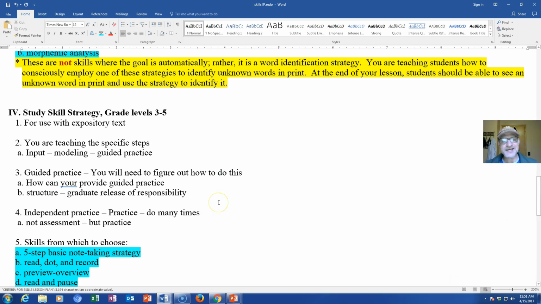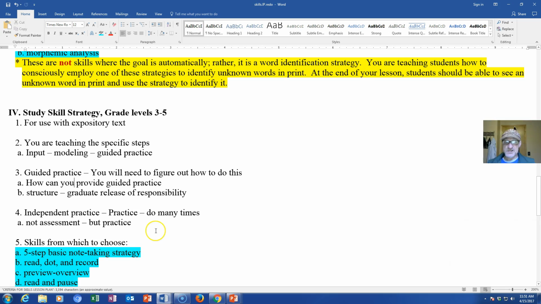The second one is a study skill strategy for use with expository text. You're teaching the specific steps. Input, modeling, guided practice. For guided practice, you're going to have to figure out how to do this, and that's going to take some thinking on your part. How can you provide guided practice? How can you create the structure with a gradual release of responsibility? And again, there is not a template that you can simply cut and paste. You're going to have to understand the principles and be able to design, just like a real life teacher, a learning episode so that you can teach this study skill strategy.